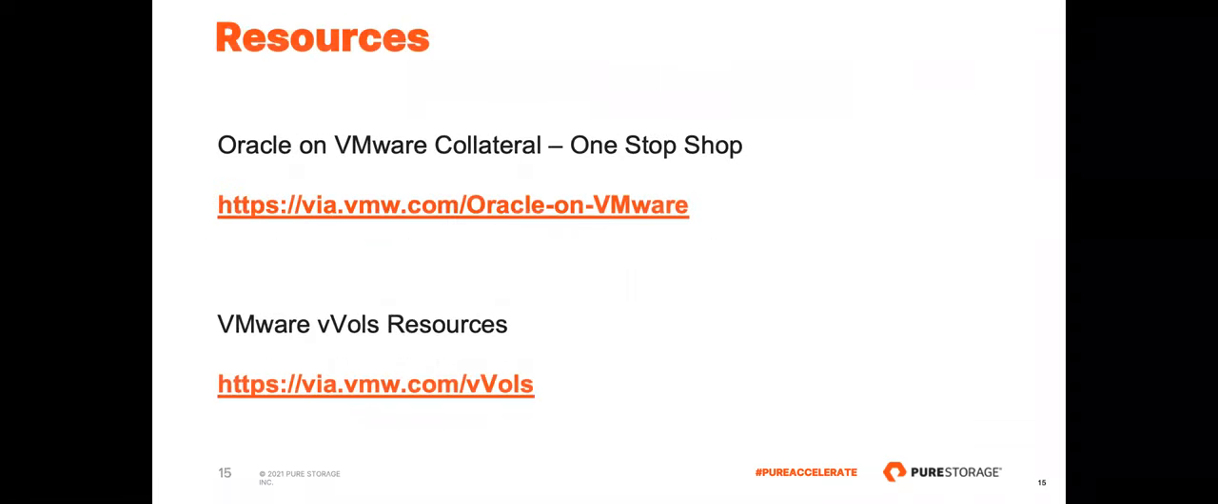All right, so in conclusion, there are a couple of resources that we have put up here. Essentially, that's the one-stop shop where anything and everything to do with Oracle on VMware can be found, including licensing, virtual volumes, persistent memory, PVRDMA, best practices, and the Oracle RAC Guide. We also have the VMware vVol resource pages, with the link at the bottom of the slide.